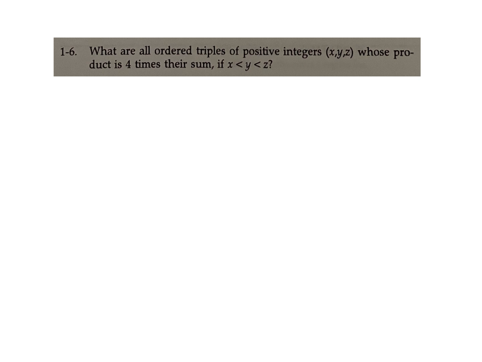What are all ordered triples of positive integers x, y, z, whose product is 4 times their sum, and x is less than y is less than z? All right, so first of all, the very basic essentials: x times y times z is equal to 4 times (x plus y plus z). So that is basically what the question is saying, but we've got to figure this out.